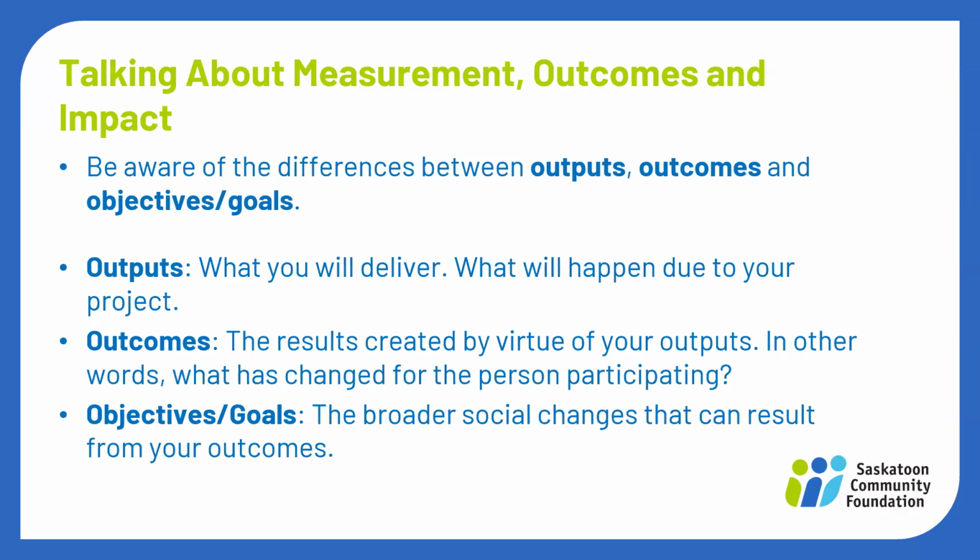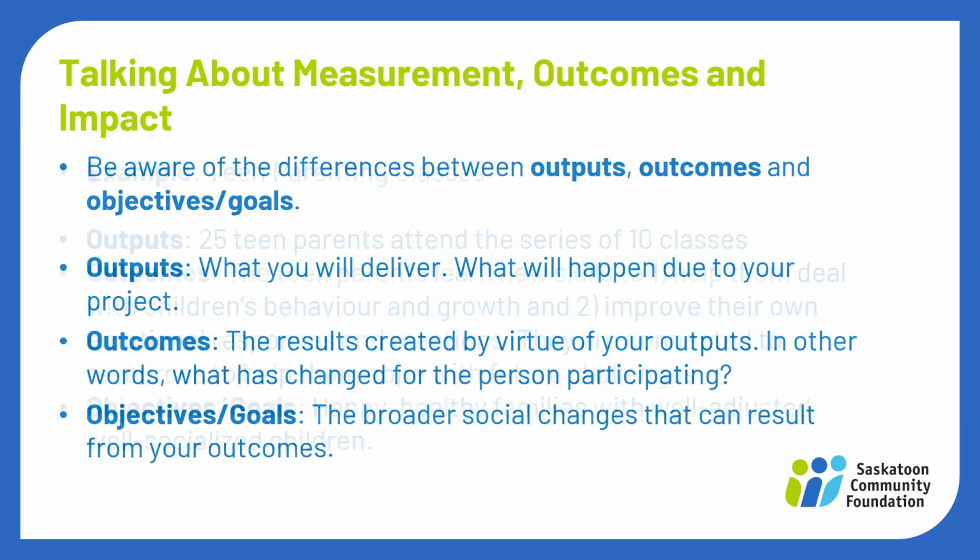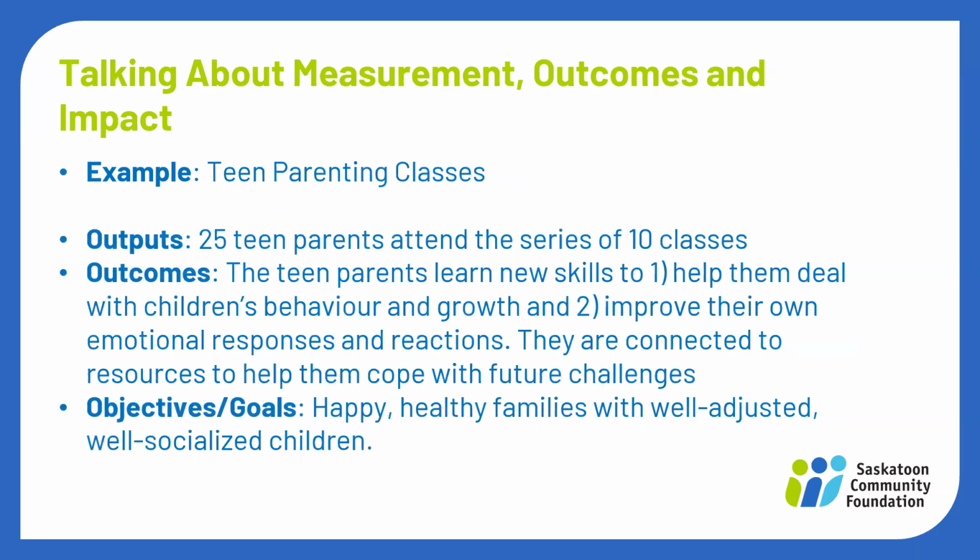So in other words, after you do what you do, what will change for a person who's participating or receiving a service, or however it works in your organization? And then the objectives or goals are the broader social changes that can result when you produce these outcomes. So here's a quick example. Look, folks, this is just one example among hundreds, right? So you'll have to figure out how this maps onto your type of project, which may be very different. But here's an example, teen parenting classes.